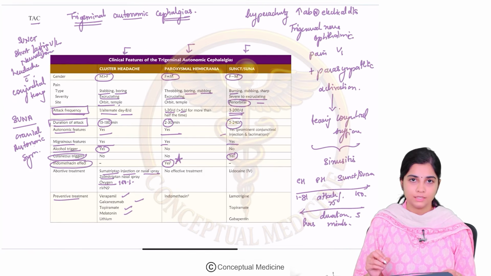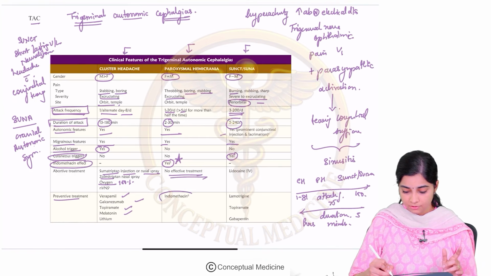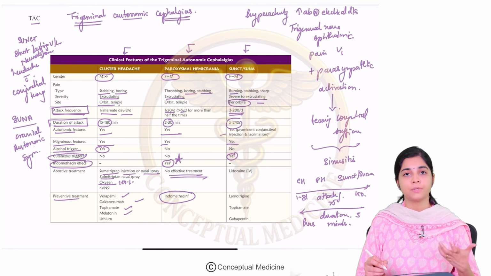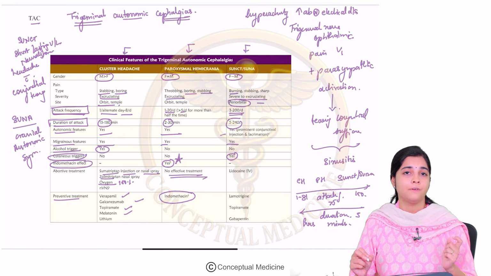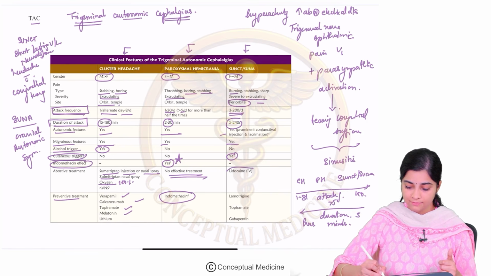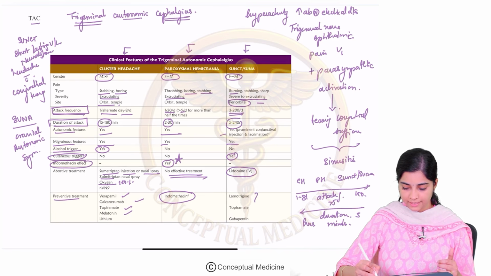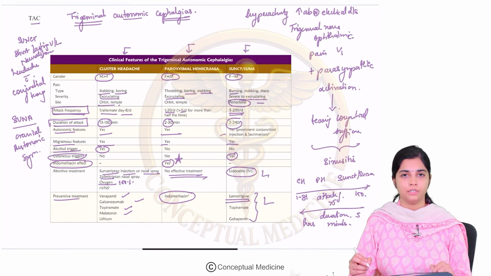Paroxysmal hemicrania, there is no effective treatment during an acute attack, but indomethacin can be used during your next attacks, right? It helps in the prevention of paroxysmal hemicrania. SUNCT or SUNA are very, very painful conditions, and hence an IV anesthetic like lignocaine has to be given, and prevention is using lamotrigine. L and L, prevention is lamotrigine. For treatment we give lignocaine.